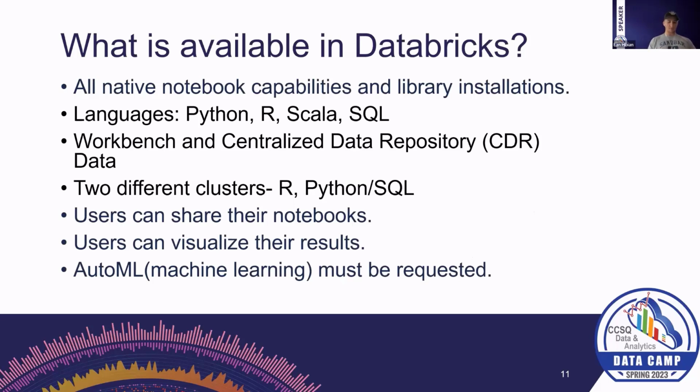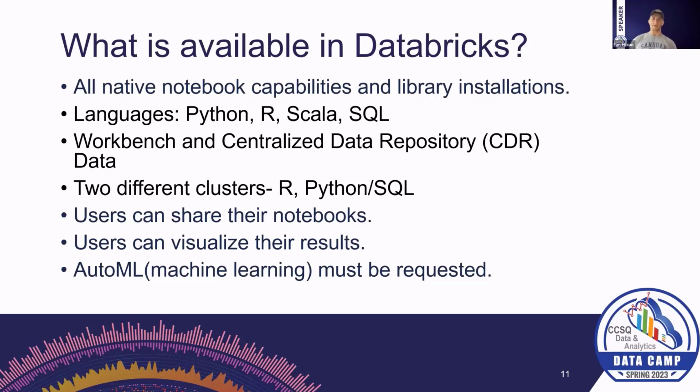If you did want to install other libraries, you can do a pip install for those. It has that capability to accept those installs. You would have 4 different types of languages available to you: Python, R, Scala, and SQL. Workbench and CDR data is available to you.